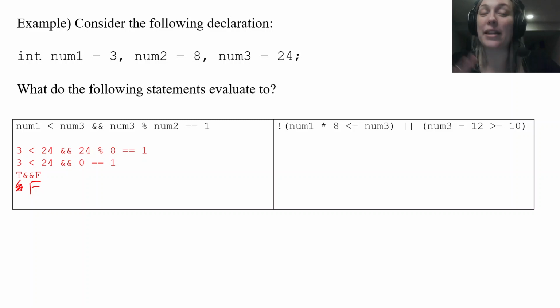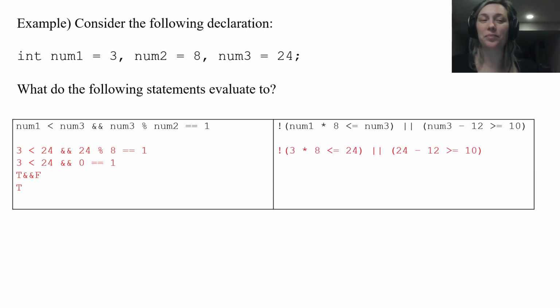Okay. Okay, last example, and then we're done. Last example. Same situation. Let's plug in those numbers. Okay. 3 times 8 less than or equal to 24. All of that is in parentheses. And then same thing on the other side here. All of that is in parentheses. That's nice. Remember that inside those parentheses, when you have your arithmetic and your comparisons, the arithmetic operators happen first. So 3 times 8 is 24. 24 minus 12 is 12.